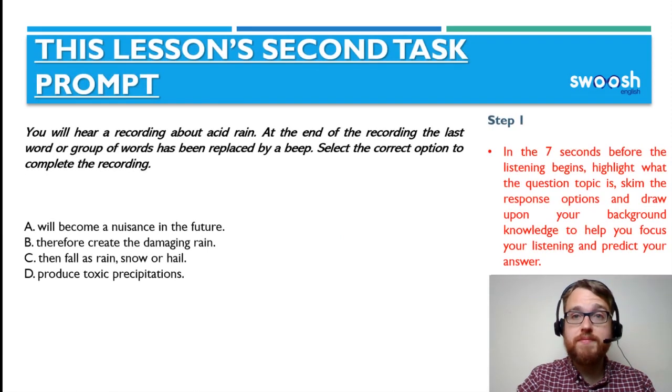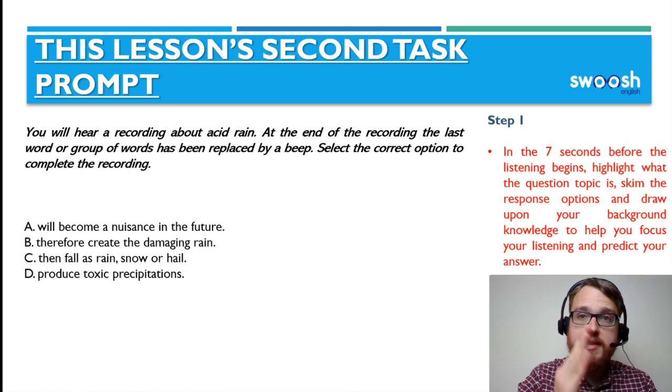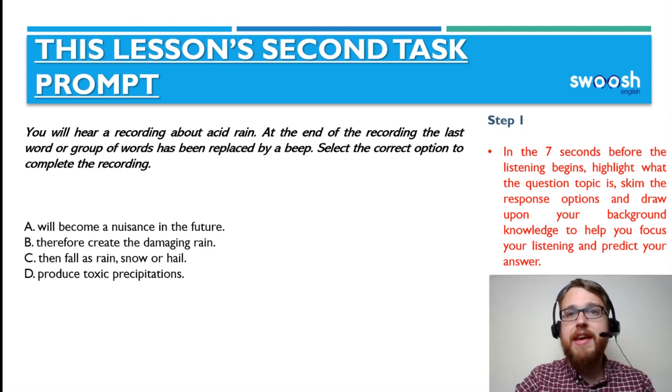So we got a new question. Let's go through it in a step-by-step process. Remember, step one, in the 7 seconds before the listening begins, highlight what the question topic is, skim the response options, and draw upon your background knowledge to help you focus your listening and predict your answer.